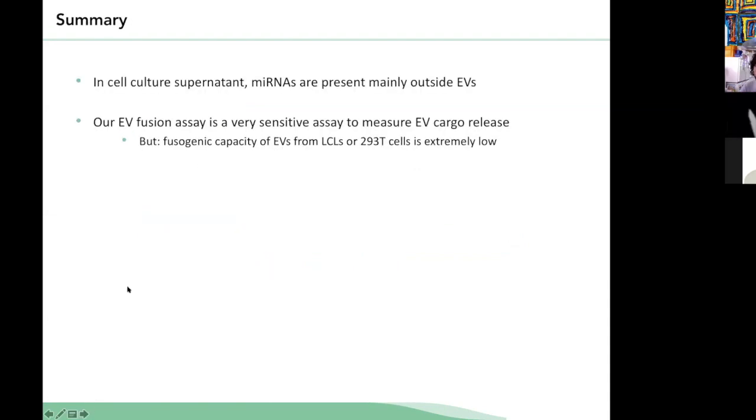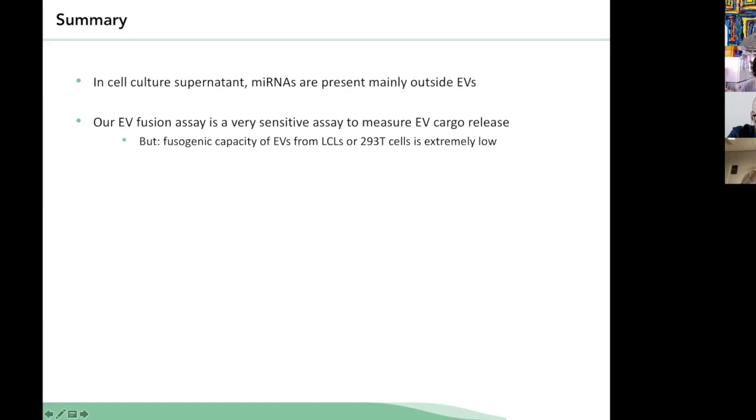Okay, so in summary, I hope I convinced you that the microRNAs, and we show this with two different methods, are mainly outside the EVs and not inside, and that our EV fusion assay is really sensitive and allows us to measure the cargo release in the cytoplasm. That's a really important point, because even if you have cargo release entering the endosomes and later on the lysosomes, this will not be functional. So our EV fusion assay measures the functionality of the cargo release.